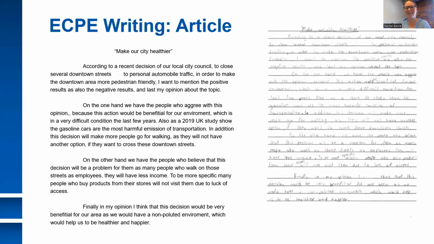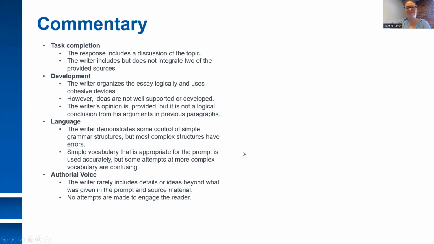All right, so let's take a look at the commentary for this one. Okay, so for task completion, the response includes a discussion about the topic. The writer includes but does not integrate 2 of the provided sources. For the development, the writer organizes the essay logically and uses cohesive devices. However, the ideas are not well supported or developed. The writer's opinion is provided, but it is not a logical conclusion from the arguments in the previous paragraph.